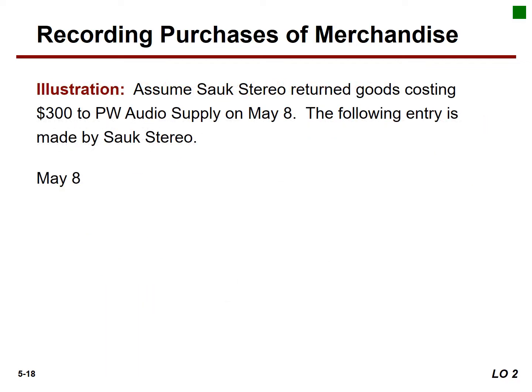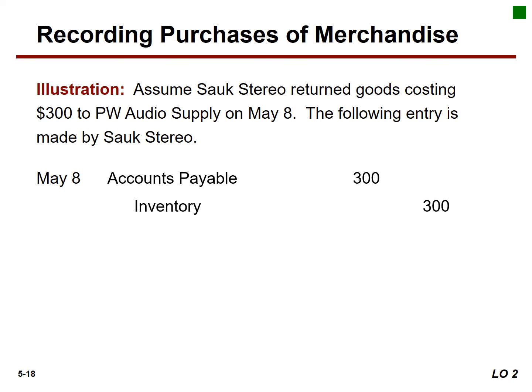So in our illustration here, Sauk Stereo is returning goods that cost $300 to PW Audio Supply. We don't know why. They're defective, they weren't the right size, right style, whatever the reason. The entry to record the return of these goods would involve us debiting accounts payable, because now Sauk Stereo doesn't owe PW Audio Supply for those goods that they're returning, so we're reducing the amount that Sauk Stereo owes to PW Audio Supply. But we no longer have this inventory, so we have to remove that from our asset account inventory by crediting it.